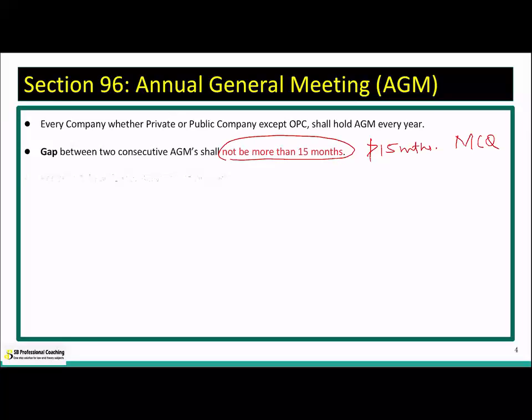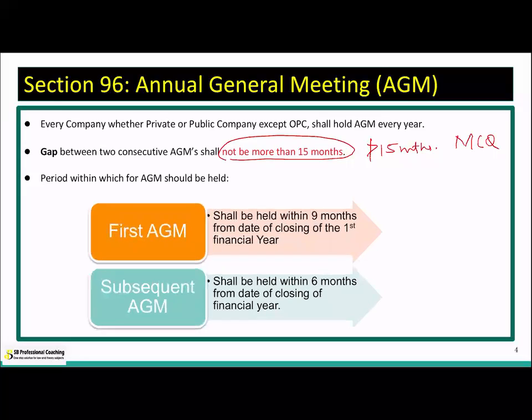Now, what is the period within which an AGM should be held? I'll classify this into 2. One is the first AGM, the other is the subsequent AGM. First AGM means an AGM held in the first year of incorporation of the company. The first AGM shall be held within 9 months from the date of closing of the first financial year.